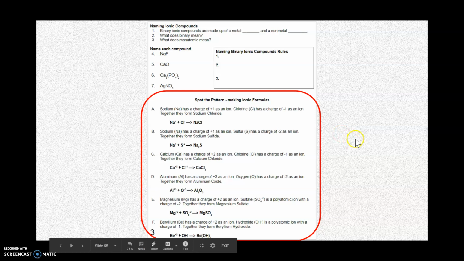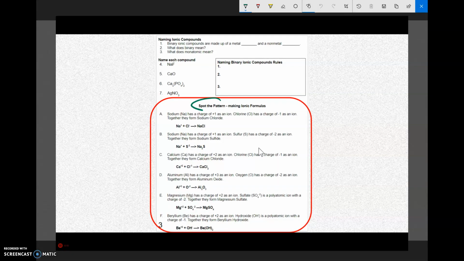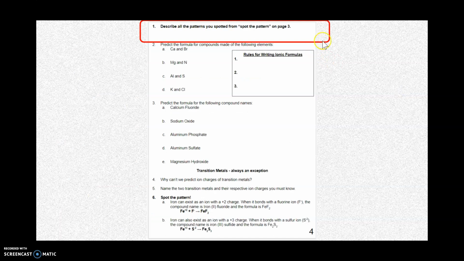Okay, what I want you to do is pause the video, go to this page 3, and I want you to just look at the patterns in A through F. See if you're seeing anything that's similar. See if you can notice any kind of trends. And then what I want you to do is go to page 4, and I want you to write down the patterns that you're spotting. And then I want you to play the video again after you're done with that.